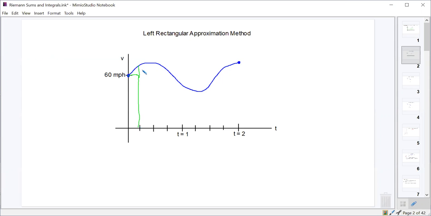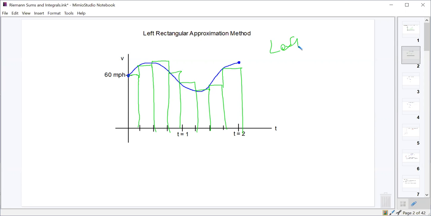And then you do the same thing again for the next little subinterval, and again for the next, that one didn't come out very well, the next subinterval, and again, and again. And then you just add up all of those, and that's a left rectangular approximation. Sometimes we call this a left Riemann sum.